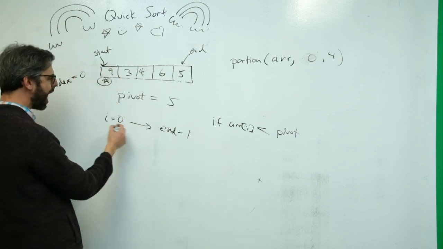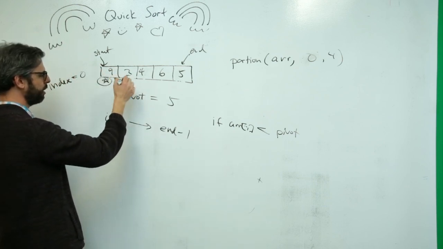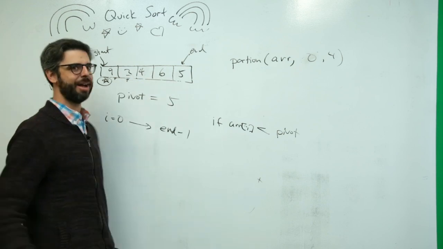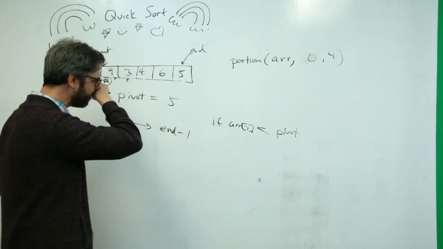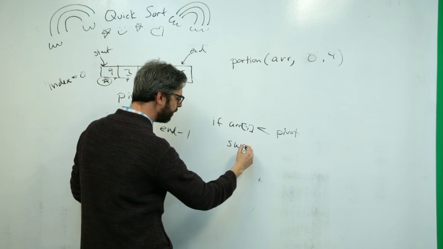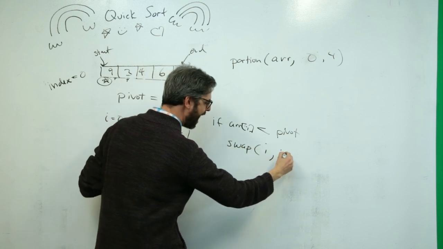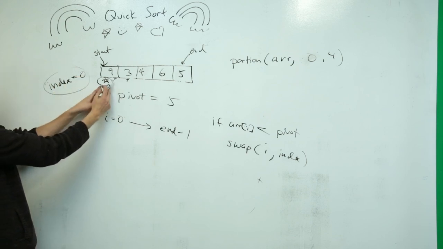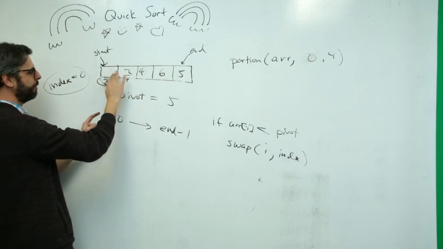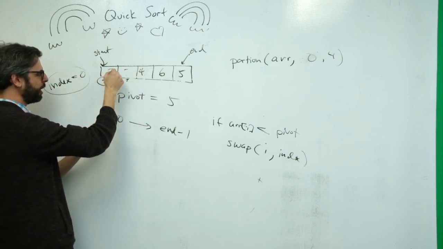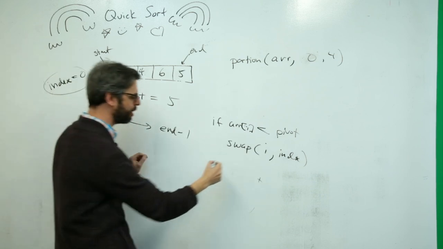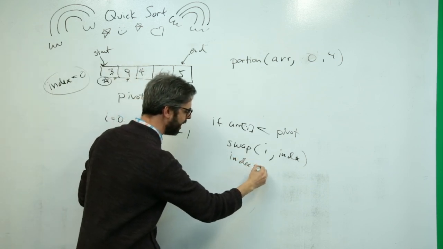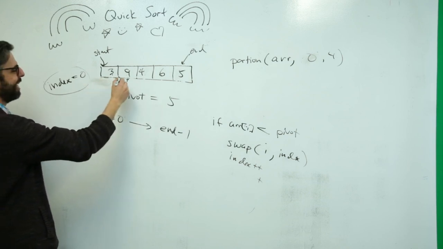Okay. Now i goes up, so i is now here. Is 3 less than 5? Aha, it is. So guess what I do? I now swap i and wherever the pivot index is. Remember, the pivot index was at 0. So 3 and 9 are going to swap. So 3 goes here and 9 goes here. And then I move that pivot index. So the pivot index is now here.